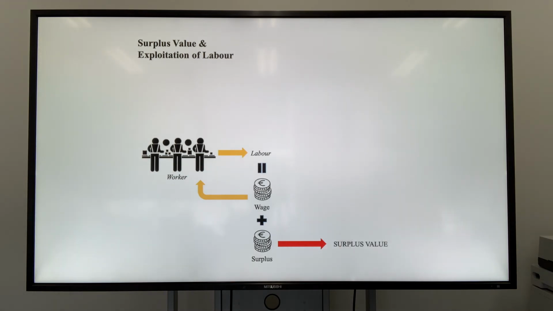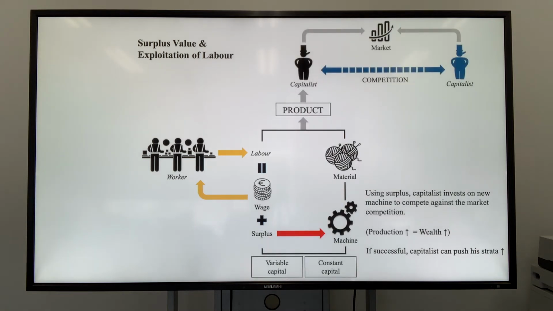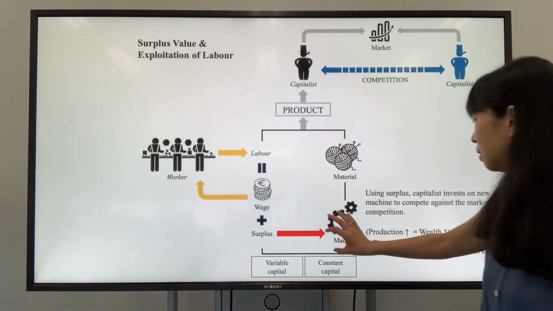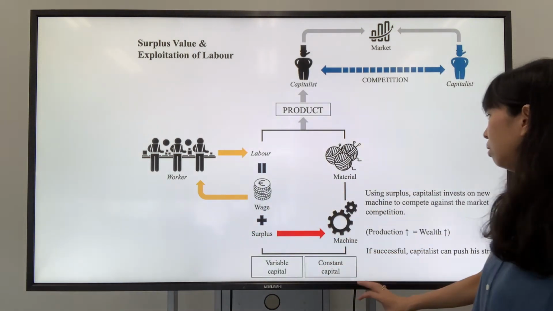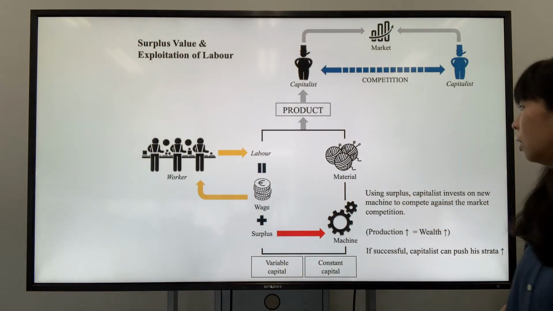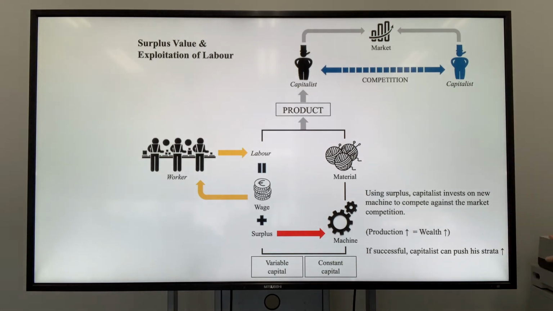So this is the surplus value. And then what does the capitalist do with this surplus value? There is a reason why he wants to do this. So the surplus value will go to invest in the machine. Typically, the capitalist would use the surplus value to invest in a new machine to compete against the market competition.